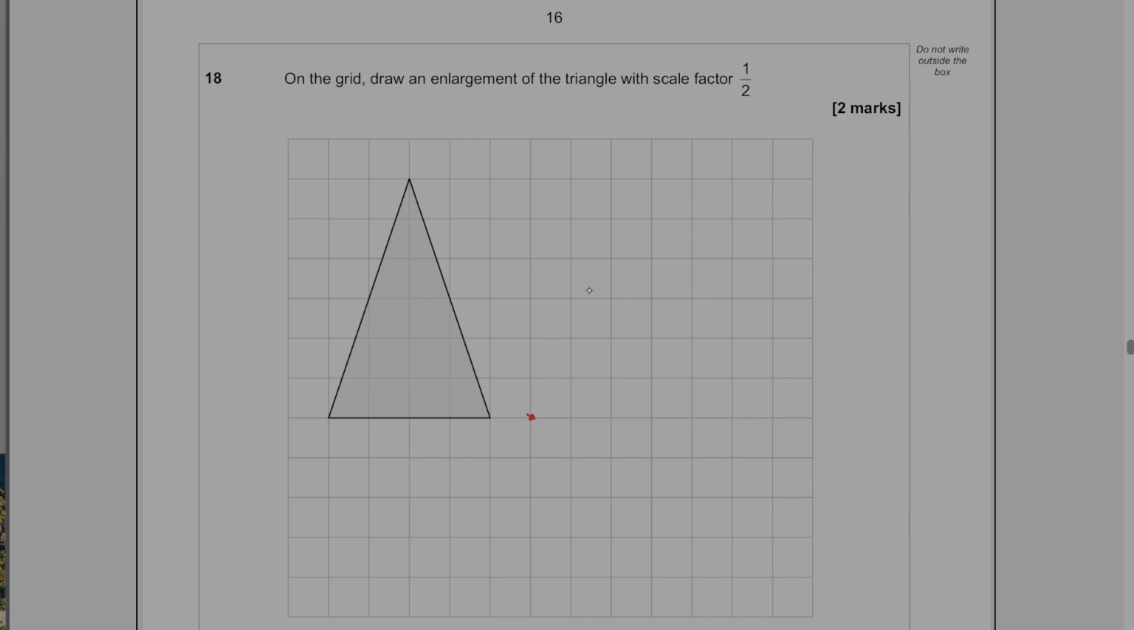So instead of being 4 across, my new triangle is going to be 2 across. Instead of being 2, 4, 6 up, it's going to be 3 up in the center. So that's going to be my enlargement. Obviously, you're going to draw it with a pencil. Drawing it freehand. But that's going to be my enlargement. Half as big.